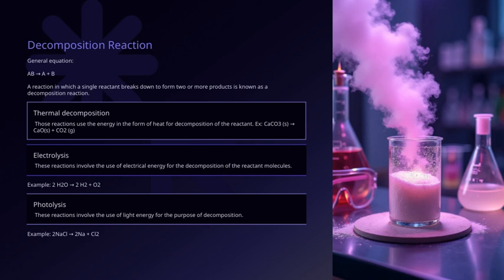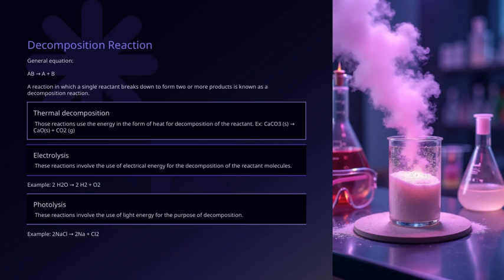Next, we have the example of water, 2H2O breaking down into 2H2 and O2. This process uses electrical energy, and it's known as electrolysis. It's a key method in industry for producing hydrogen and oxygen, and it highlights how electricity can be harnessed to decompose molecules.